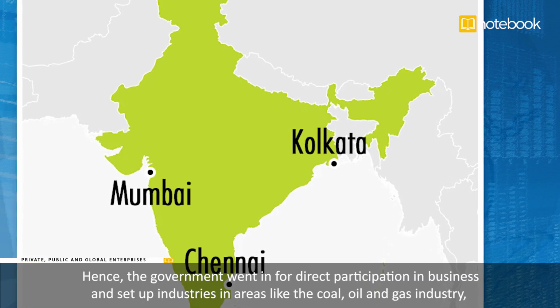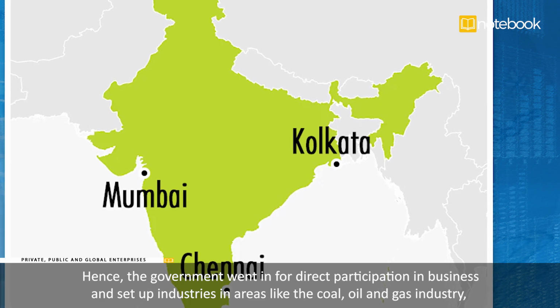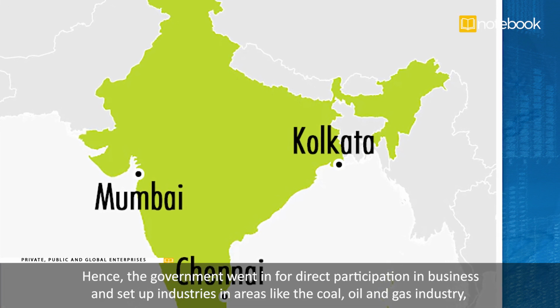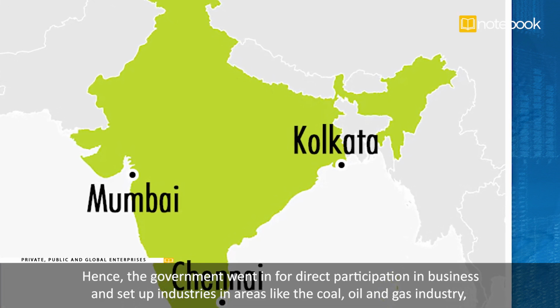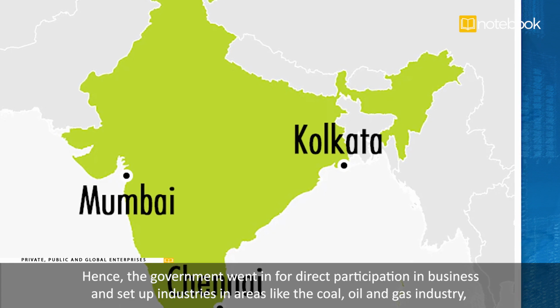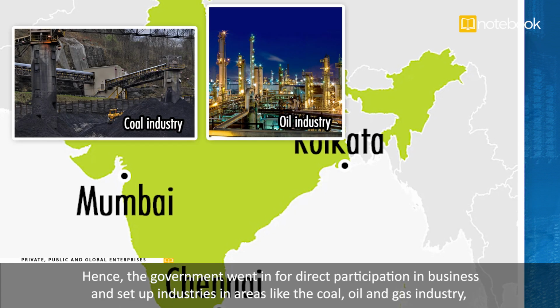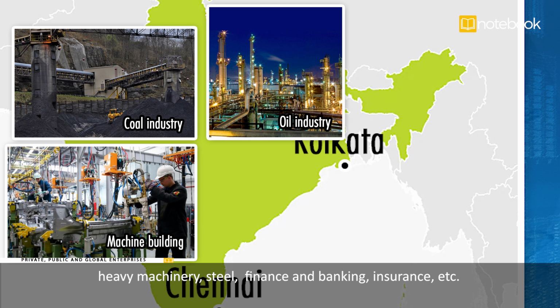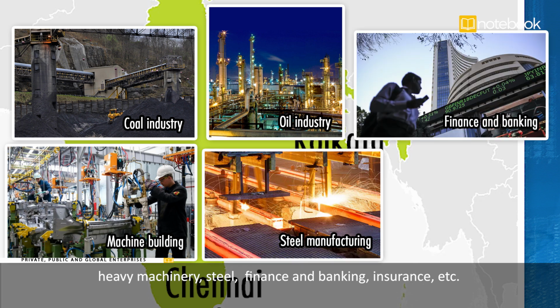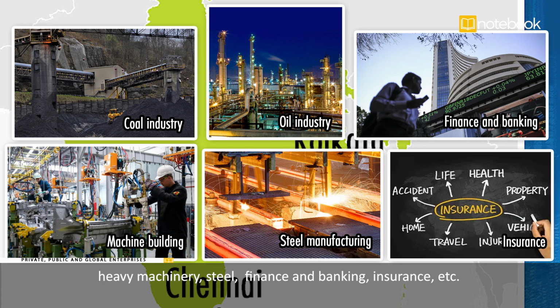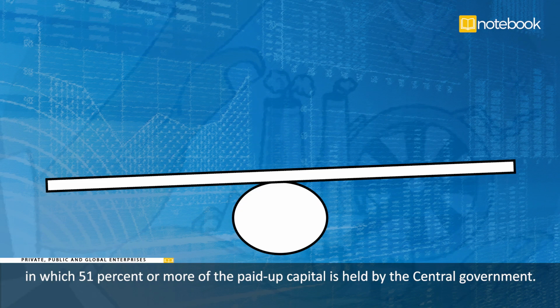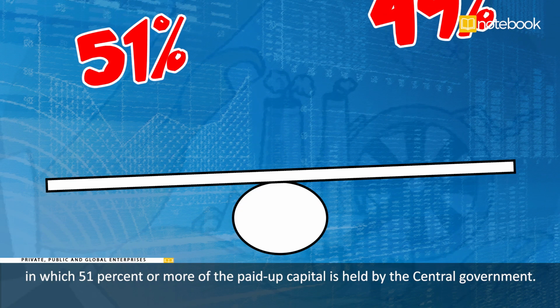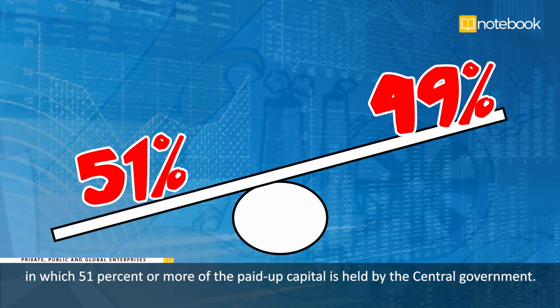Hence, the government went in for direct participation in business and set up industries in areas like the coal, oil and gas industry, heavy machinery, steel, finance and banking, insurance, etc., in which 51% or more of the paid-up capital is held by the government.